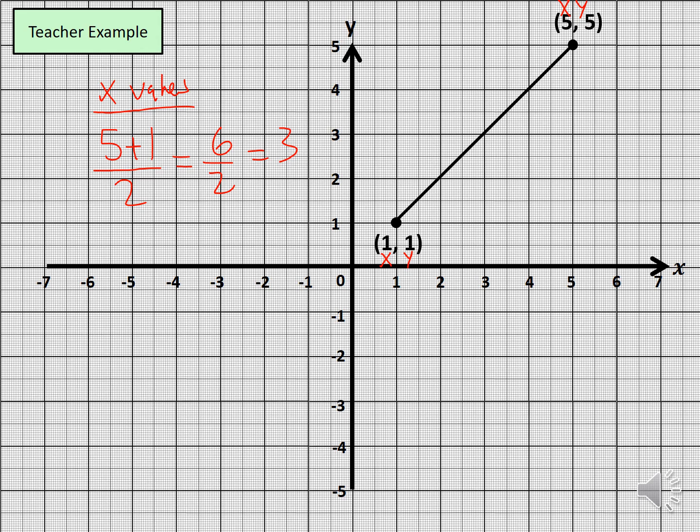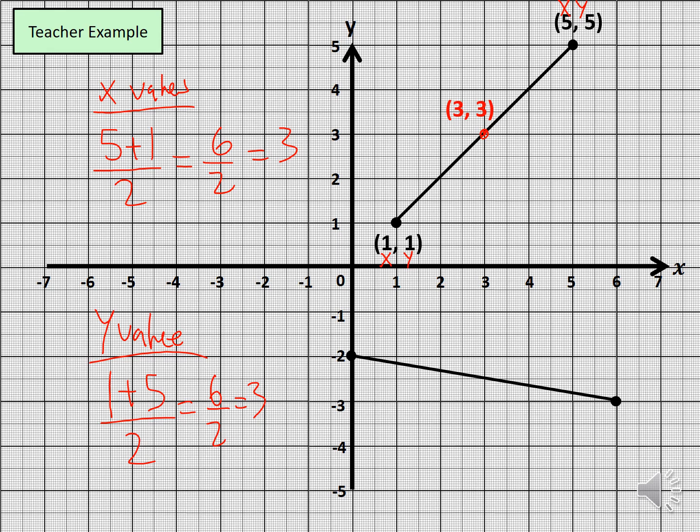Now we need to do the same thing for the y value. Okay, so my y value is 1, my other y value is 5, so 1 plus 5 and halve it. So 1 plus 5 is 6, 6 over 2 is again 3. So we have worked out what the midpoint of this line segment is, which is (3, 3).